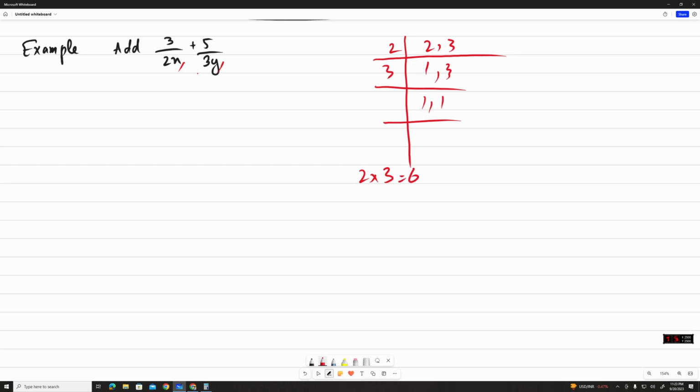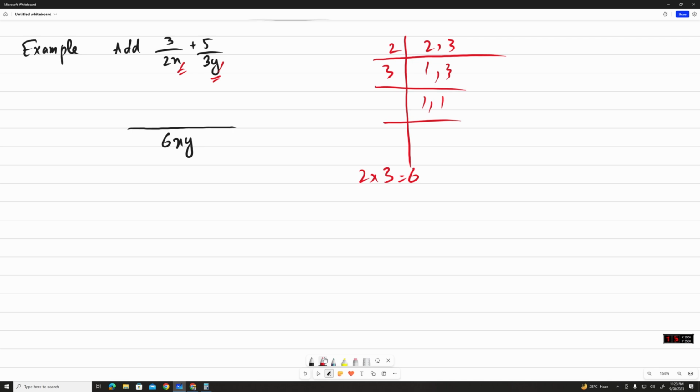But now there are 2 variables. What to do with them? Because there is only one x and there is only one y, we have to include those. So the LCM by default will have 6, which we calculated already. It's going to be 6xy.